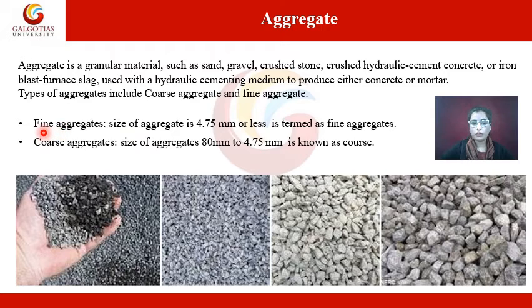If we talk about fine aggregate, aggregate of size 4.75 mm or less is termed fine aggregate. So we can consider this size, which is 4.75 mm or less. This category is considered fine aggregate. And if we talk about coarse aggregate, the size of coarse aggregate should be 80 mm to 4.75 mm, which is known as coarse aggregate. So these two types and two sizes are considered under aggregate.